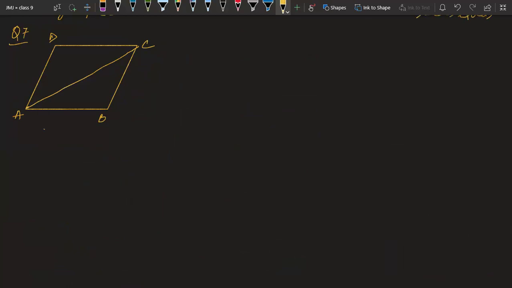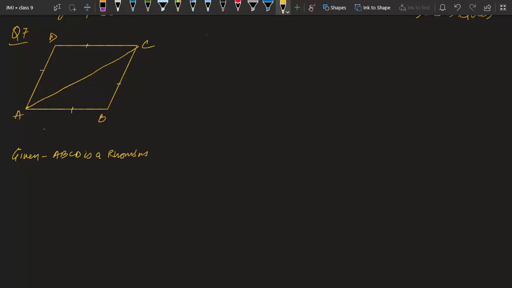Question number 7 is actually exactly opposite of question number 6. So they are just trying to make us habitual with the properties in this way. So the question is ABCD is a rhombus. So given first thing, ABCD is a rhombus. So please don't get confused. It looks like a parallelogram, but it is having all sides equal. That is why it is a rhombus.